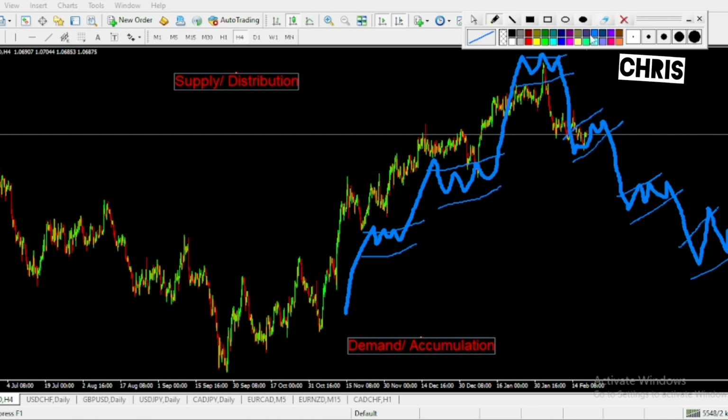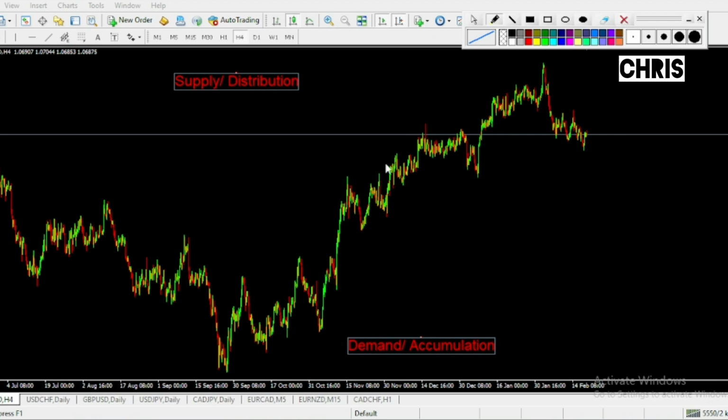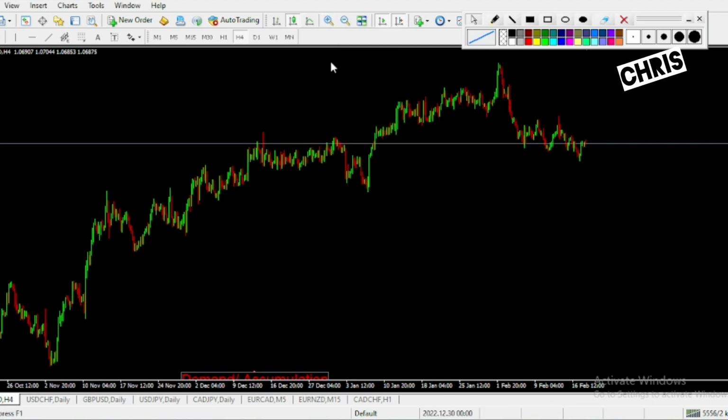We look at the demand on this pair. This is the Euro USD. We are checking it with Euro as the base currency and USD as the quote currency. So we check it and see what we are having here.